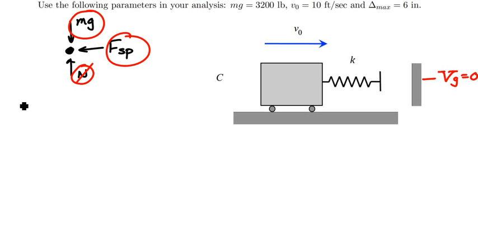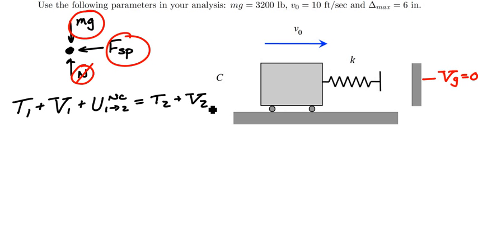So if I want to solve this using the work energy relationship, what I'll have is that T1 plus V1 plus the non-conservative work done moving from state 1 to state 2 is going to equal T2 plus V2. I can go ahead and start substituting in terms here. So if I do that, T1 is going to be the initial kinetic energy of the system. It's moving with a speed V0, so I'm going to have here 1/2 times m times V0 squared.